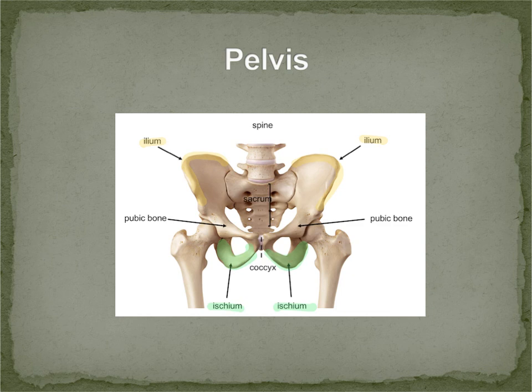You have the pubic bone on both sides, here and here, those sections. And then in the center, it's not labeled on this diagram, but there's a tiny piece of cartilage here, and that is called the pubic symphysis. It kind of connects the 2 halves together.